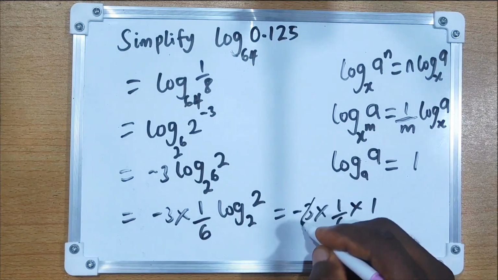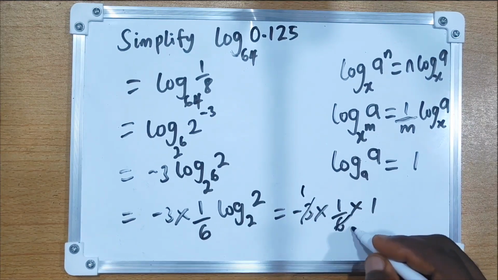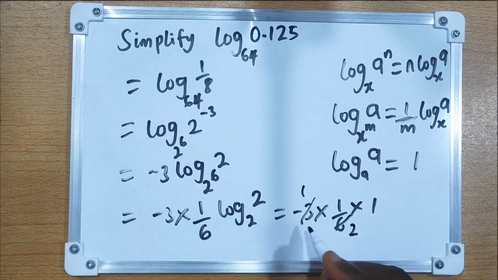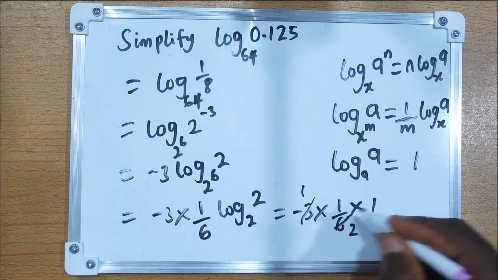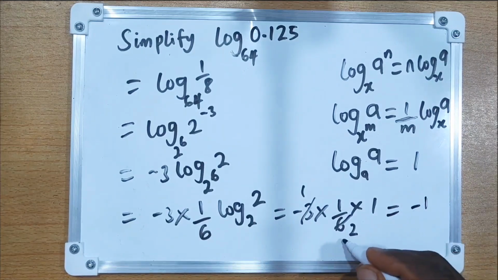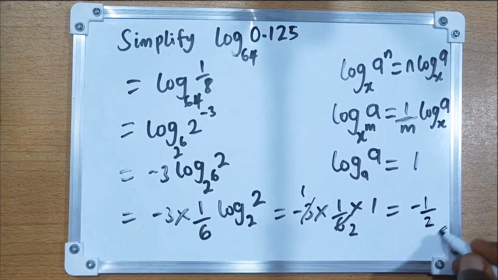Then I know that 3 here, 1 and 3 here, 2, so I'm just going to multiply. 1 times 1 times 1 is 1. There's a negative sign, so minus 1 all over 2, and this is my answer.